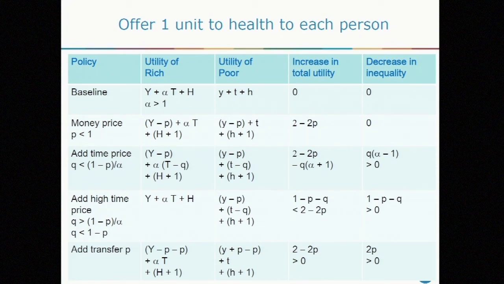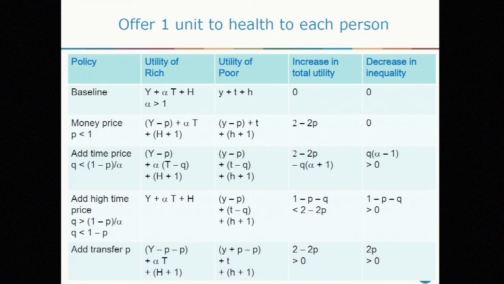Then finally, one further policy you could think of is to go back to just the money price, but assume we have a way to transfer money between people through taxes or differentiated prices to the two people or whatever. And at the extreme, that transfer could be equal to P. So now the rich person pays the price P and also pays P for the poor person to get the good. And the rich person gets 1 unit of health. The poor person pays the price P, but then is reimbursed through the transfer, so his net money cost is 0. He gets the good H.